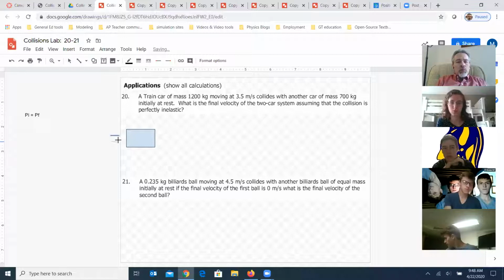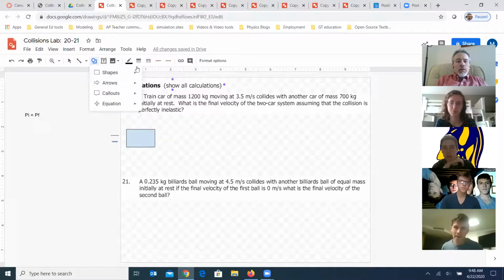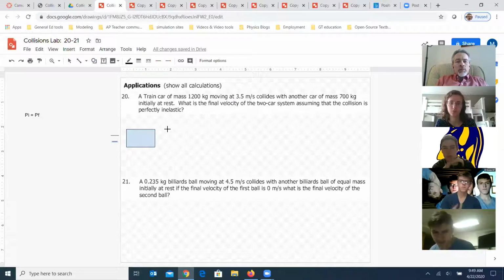So we have this blue train car that's moving and it's colliding with another car that's at rest. So I'll have this one be red.